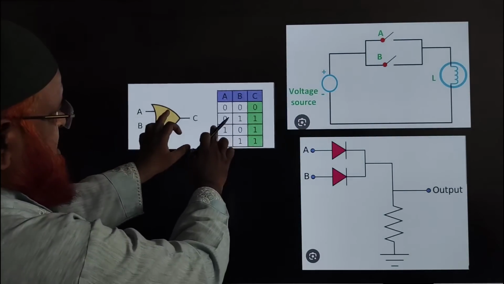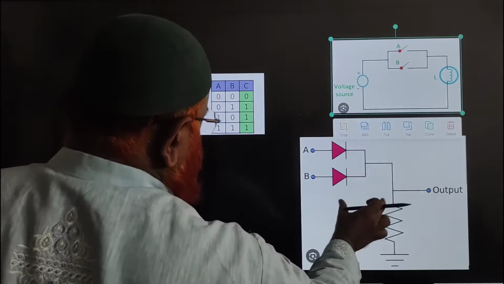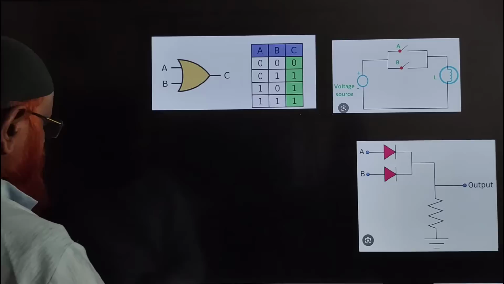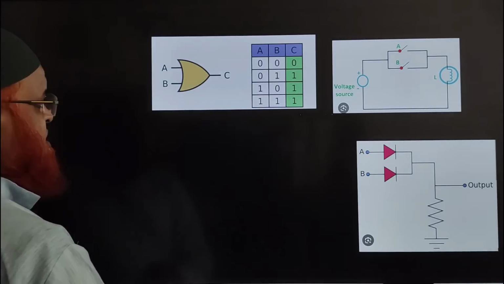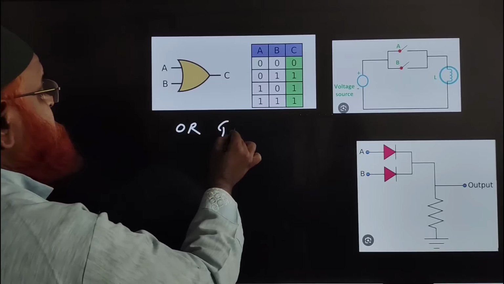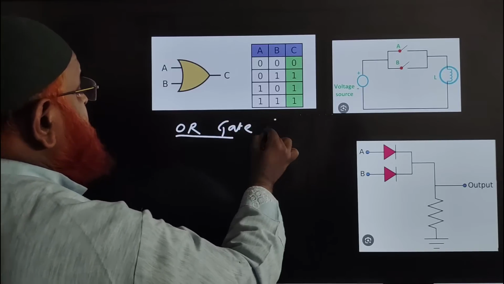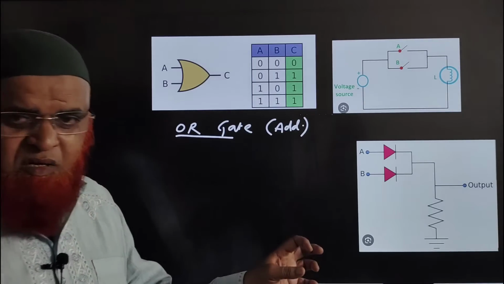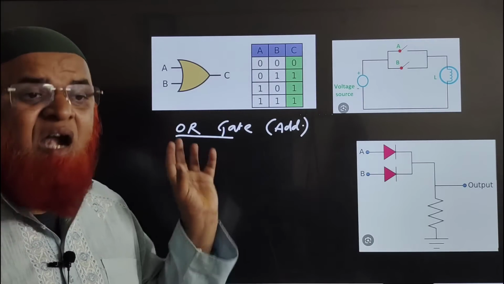Let us go ahead with another gate here. So how many forms are we going to explain this gate? Let us see here. I'm going to discuss the next gate, which is called the OR gate, which is called addition. It shows an addition operation, which is a logical operation.